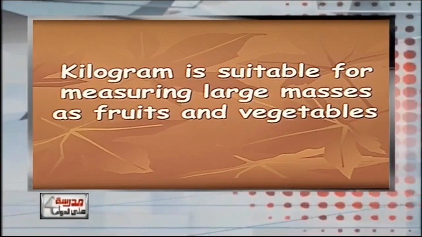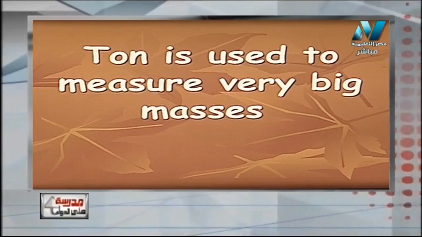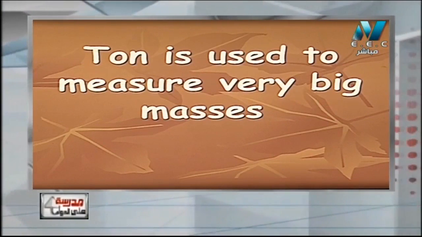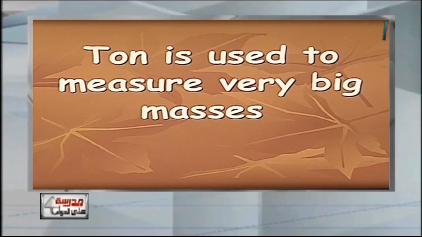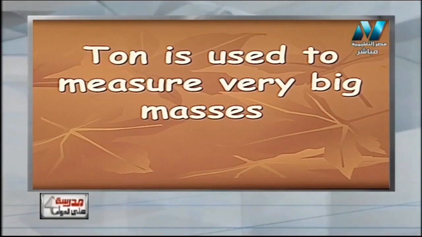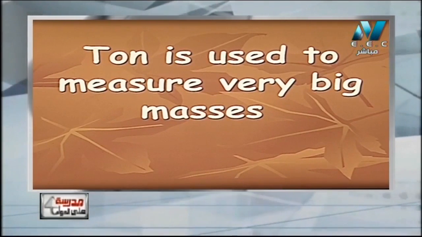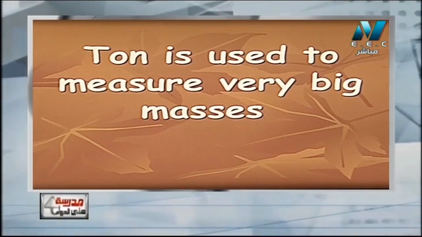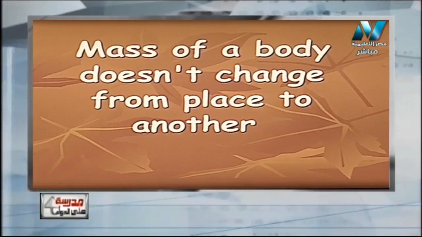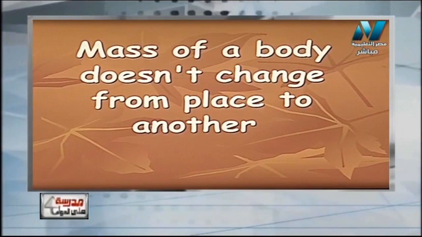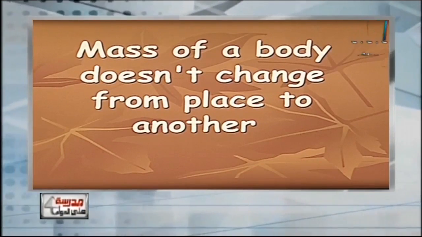Kilogram is suitable for measuring large masses such as fruits and vegetables. And ton is used for measuring very big masses كتل كبيرة شوية بنستخدم لها ton like mass of cars, mass of blocks of iron, mass of rocks كتل الصخور أو كتل الحديد الكبيرة اللي بنبني بها العمارات. أكيد هقيسها أو أحددها بالطن، مش ممكن تكون بالكيلوغرام أو الجرام. So now mass of a body again, دي أهم نقطة في درس النهاردة, doesn't change from place to another.